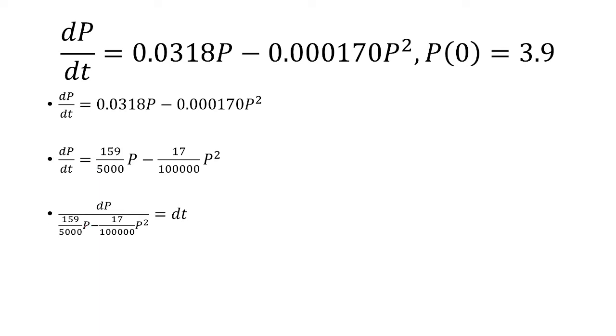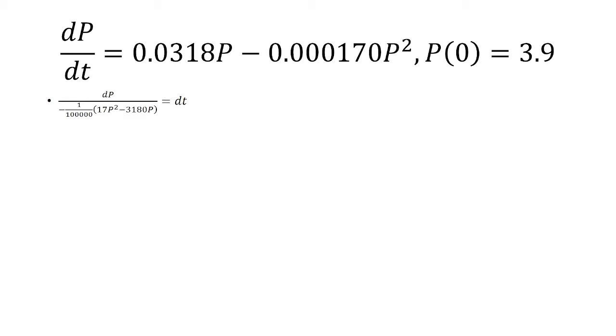Now this is looking pretty messy here, so I'm going to factor out by the largest denominator of the two. So in this case it's 100,000. And I'm also going to factor out the negative because I want this p squared to be positive. So factor out a negative 1 over 100,000. And notice that it's 17p squared minus 3,180p inside. And so 1 over negative 1 over 100,000 is just negative 100,000. And yeah, this looks a lot better, so it's more manageable.